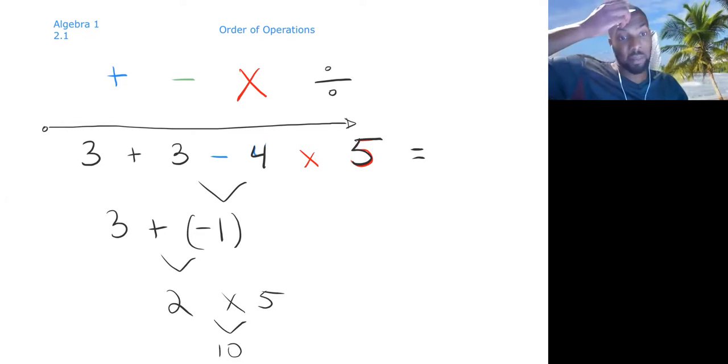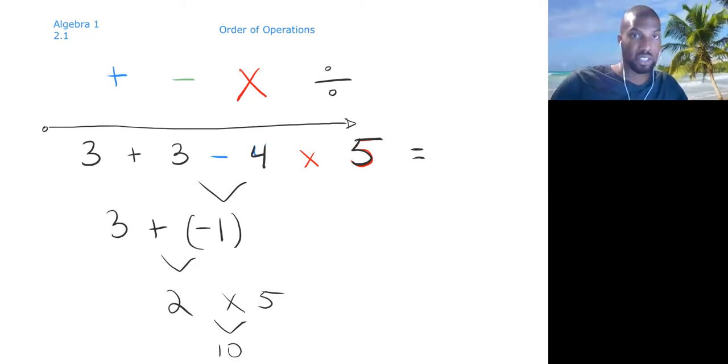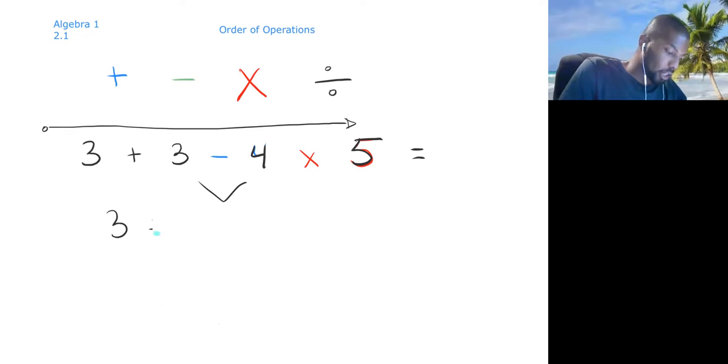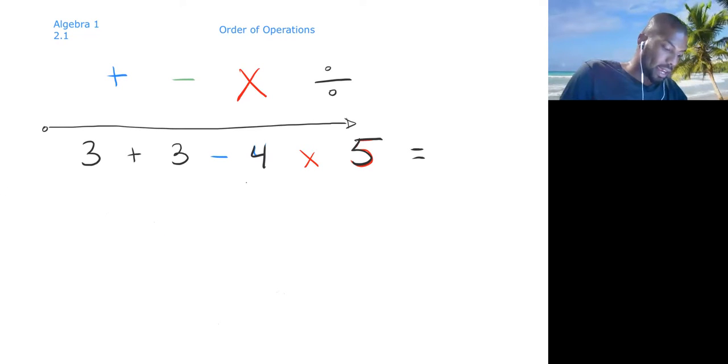So basically what mathematicians and scientists said is we need a consistent way of doing these operations if we ever come across them in multiple situations like this. So they said we're going to create something that is standard for everybody across the world and throughout the universe, a way of doing these multiple operations, and we're going to call it the order of operations. And here is the order, okay?